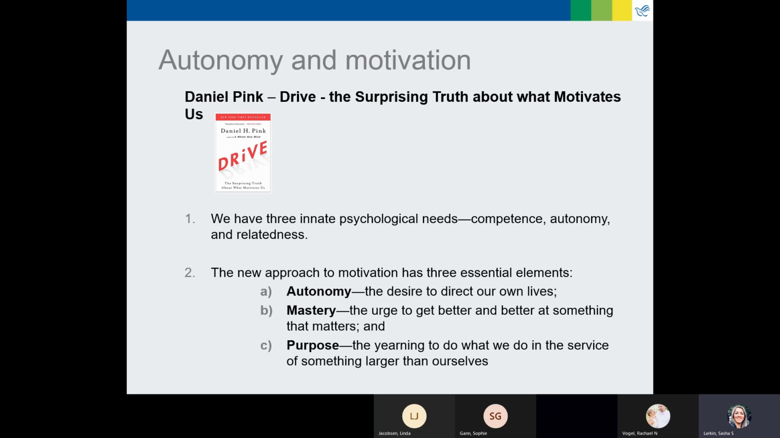Okay, so we're going to move into autonomy and motivation. We have 3 innate psychological needs: competence, autonomy, and relatedness. Research shows that the secret to high performance isn't our biological drive or our reward and punishment drive, but our third drive, our deep-seated desire to direct our own lives, to extend and expand our abilities, and to live a life of purpose. Team members hold the opportunity for growth and learning at an unprecedented standard.